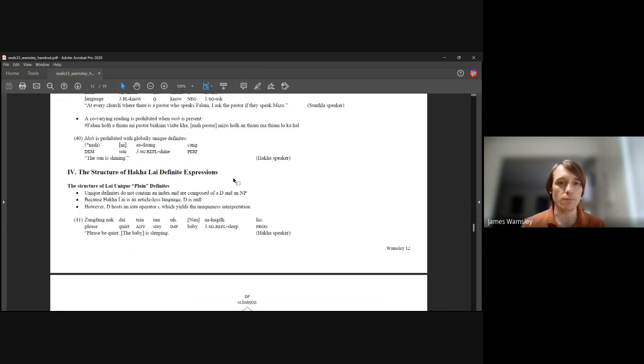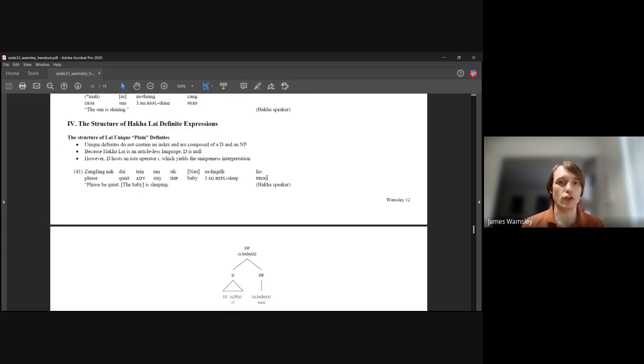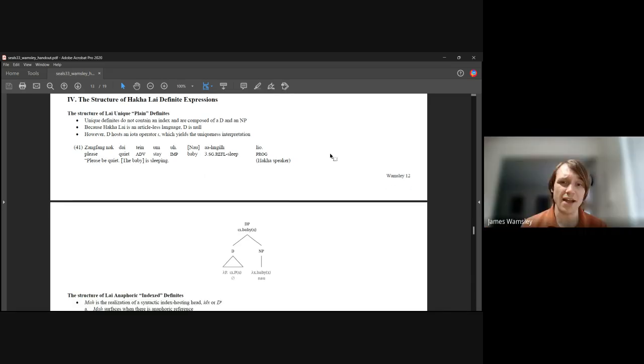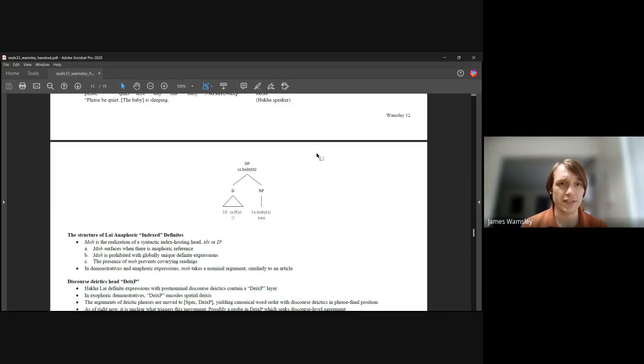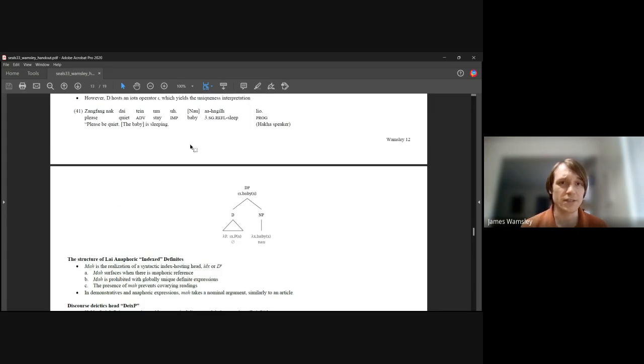All right, so moving along to this proposed structure here. So again, unique or plain definites, relatively simple. Looking at the diagram here, from the sentence, the baby is sleeping, we just have the determiner head, which encodes uniqueness, and it takes the nominal phrase as its argument, yielding the unique baby, or the unique X such that X is a baby.